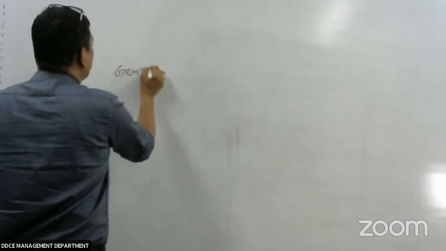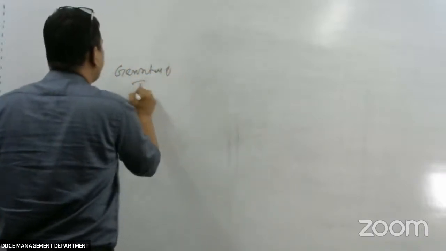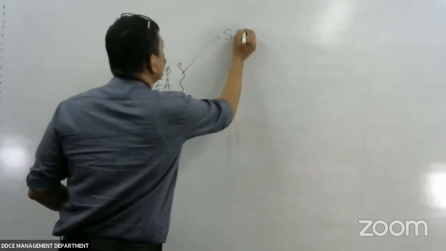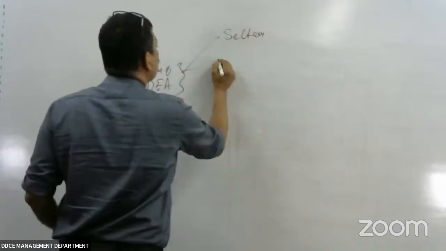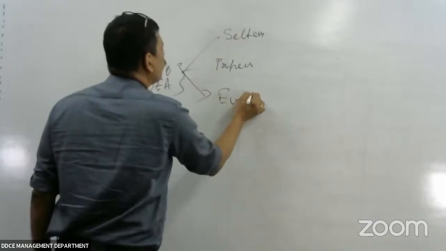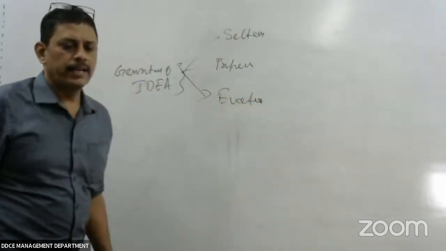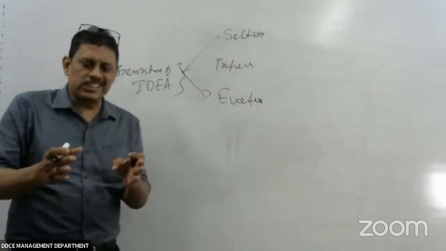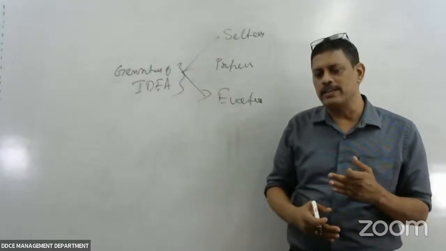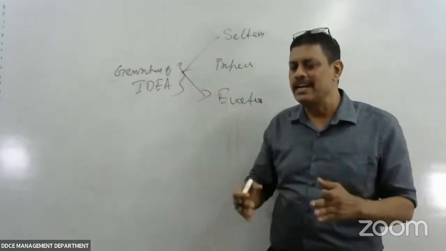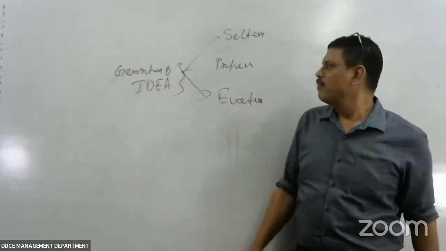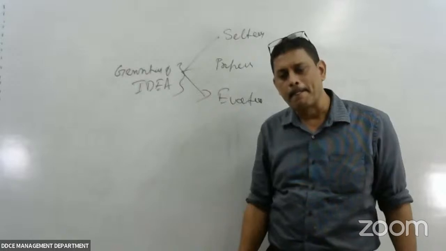The generation of idea is helpful in selection. It is helpful in preparation. It is helpful in evaluation. Right? Now, the basic point of starting a unit is generating or enhancing your ideas. First is the selection of project.